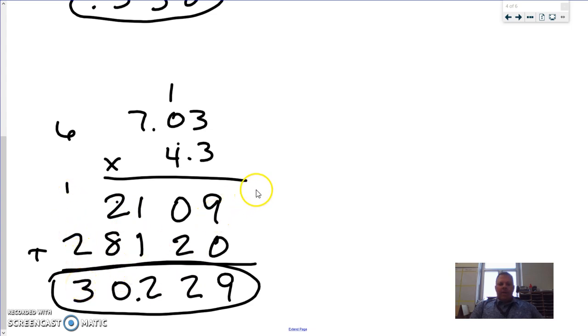Reminder as to how I find out where the decimal goes. There are 1 place behind the decimal, 2 places behind the decimal, and 3 places behind the decimal. So in my answer, I must have 1, 2, and 3 numbers, 3 numbers behind my decimal.